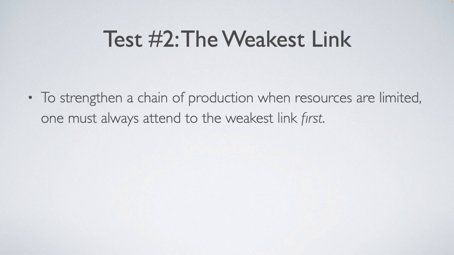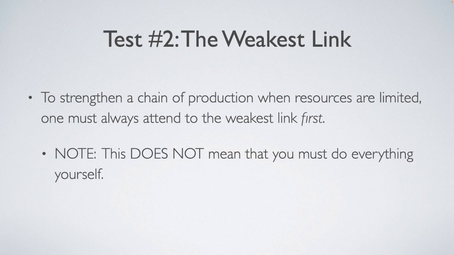In order to strengthen any chain of production when resources are limited, which for our purposes, we're going to say they always are, one must always attend to the weakest link first. Said another way, your entire chain of production is only as strong as its weakest link. This does not mean that you need to do everything for yourself. In many cases, forming a relationship or partnership that performs the duties of your weakest link far better and more efficiently than you ever could will make for a more resilient and profitable homestead.